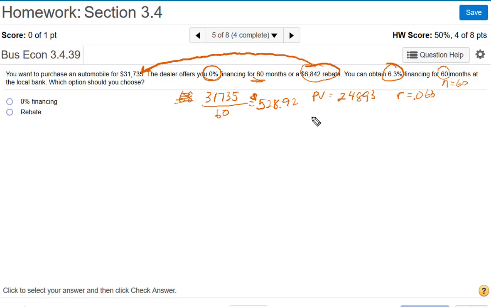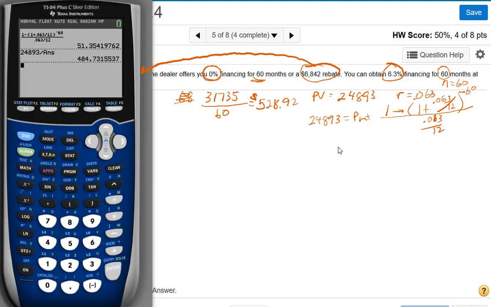So here's what our formula looks like. We've got PV 24,893 equals PMT 1 minus 1 plus R 0.063 divided by 12, monthly financing, negative 60, and then 0.063 divided by 12. So we're kind of combining the two formulas and not actually computing the I separately. Now again, if you want to compute that separately, you can do that. However, I'll type this into my calculator and see what I come up with. So here on my calculator is how I entered that calculation, and I came up with 484.73 for our payment using this option.